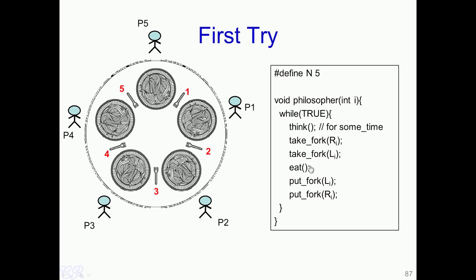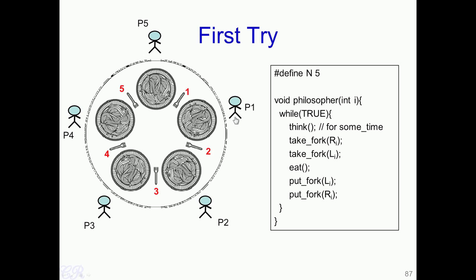In the function we have an infinite loop where the ith philosopher will think for some time, and then after some time he begins to feel hungry. So, he will take the fork on his right, then take the fork on his left, then he is going to eat for some time, and after that he is going to put down the left fork and then put down the right fork, and this continues in a loop infinitely.